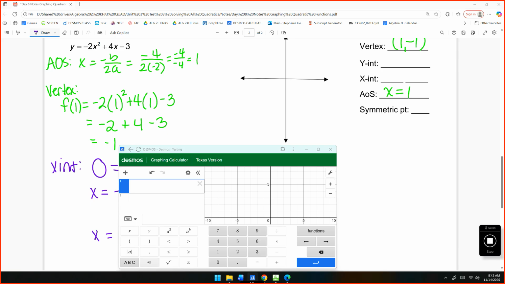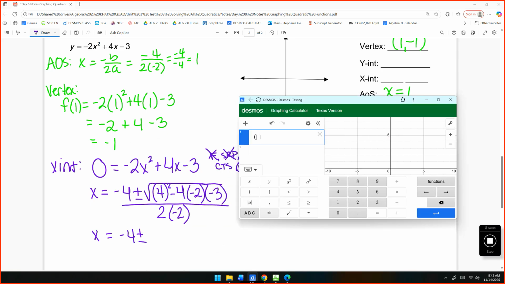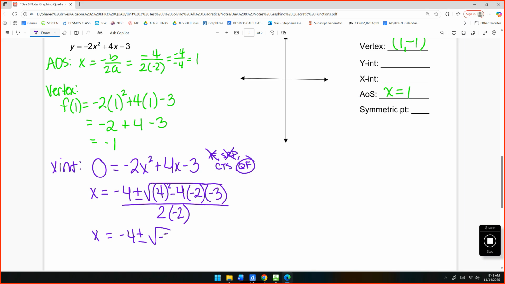Okay, now, come here, calculator. What is negative 4 squared? Whoops, not negative 4, but I guess it doesn't matter, right? Because you're squaring it, so it doesn't make a difference. Minus 4 times negative 2 times negative 3. Negative 8. So negative 4 plus or minus the square root of negative 8 all over negative 4.